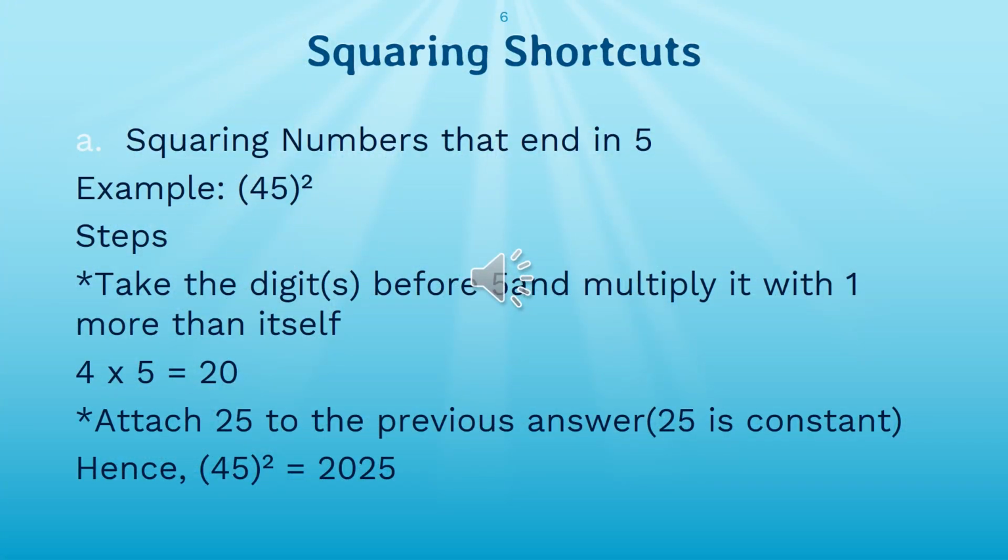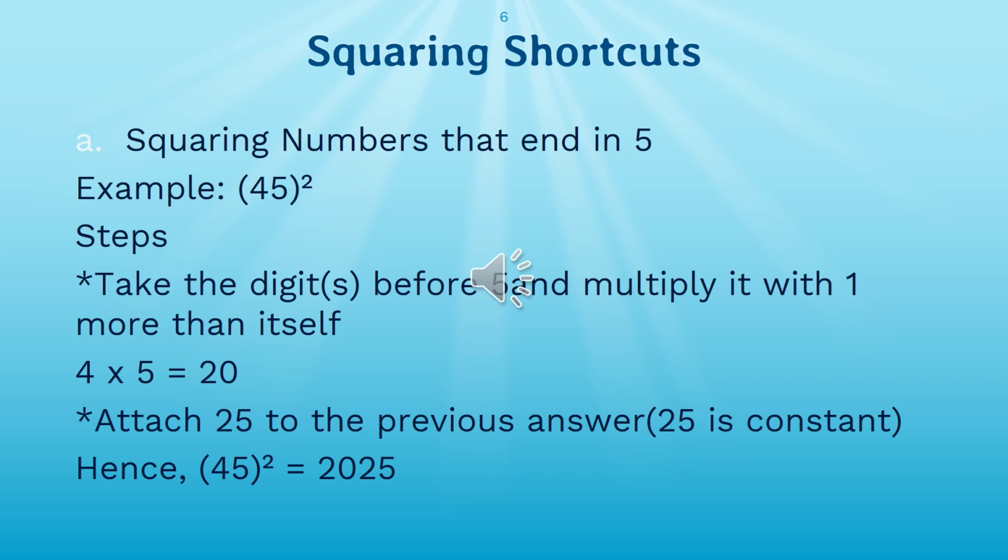Now we move to some shortcuts in squaring two-digit numbers. Our first case here is when we have a two-digit number that ends in 5. So what are those two-digit numbers that end in 5? You have 15, 25, 35, and so on. So what are the steps?